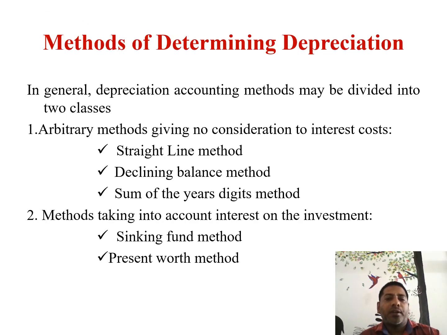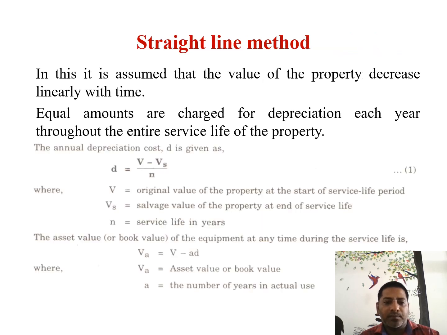Next, there are the methods of determining depreciation. The general depreciation accounting methods can be divided into two classes. First are the arbitrary methods, giving no consideration to interest cost: the first is the straight line method, the second is the declining balance method, and the third is the sum of the years digit method. The next type is methods taking into account interest on the investment, that is the sinking fund method and the present worth method.